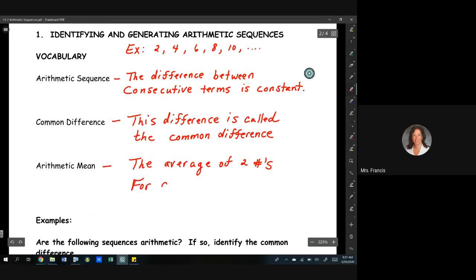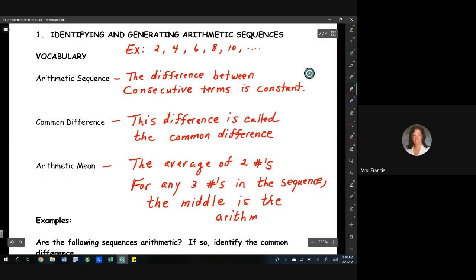For any 3 numbers in the sequence, the middle is the average, or the middle is the arithmetic mean. You could take the middle number, or if you don't know what the middle number is, let's say 4 wasn't there, you would take the average. What's 2 plus 6 divided by 2? 2 plus 6 is 8, divided by 2 gives you 4.